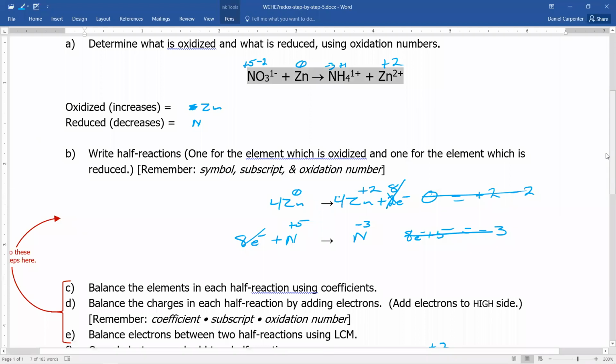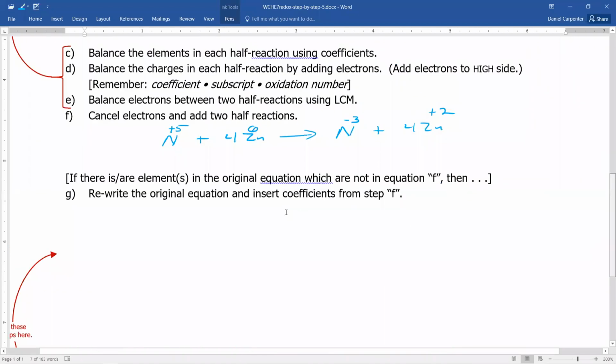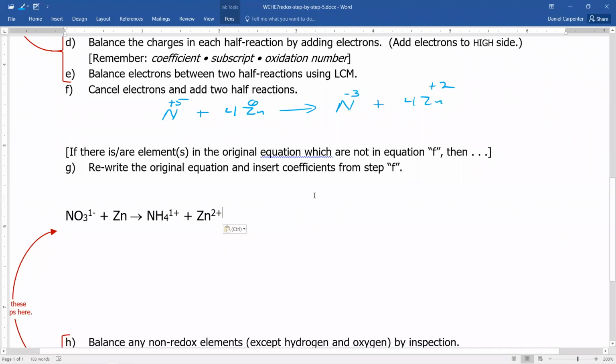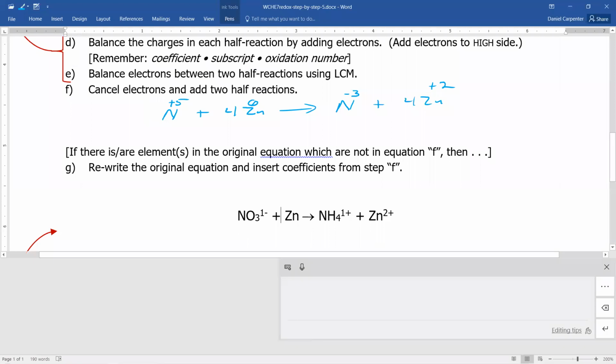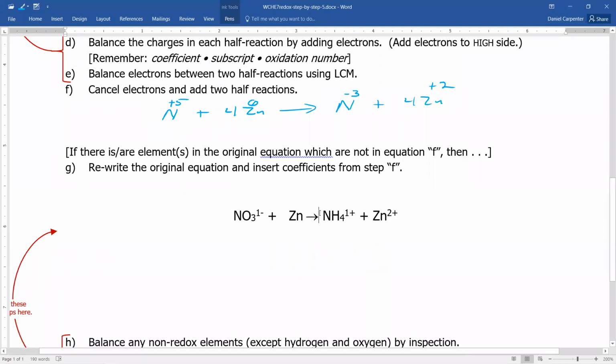Copy this. Oh, probably want some room in here for coefficients. So write the coefficients in. 4 goes with the Zn. And on the right, same thing. 4 goes with the Zn.